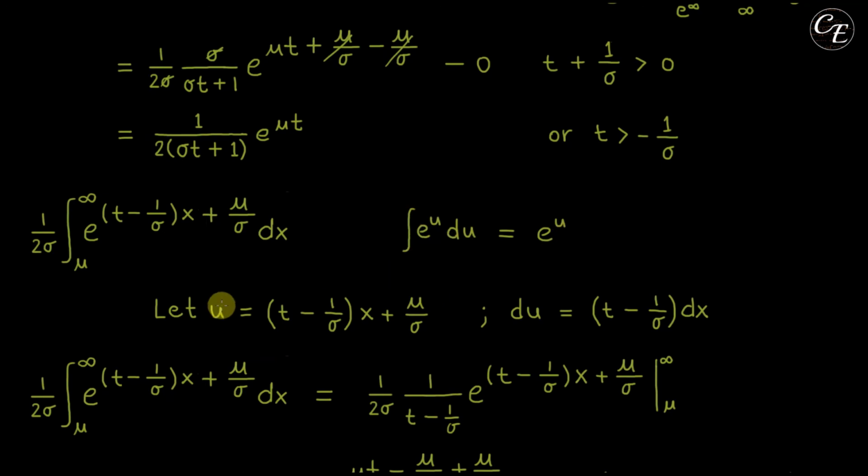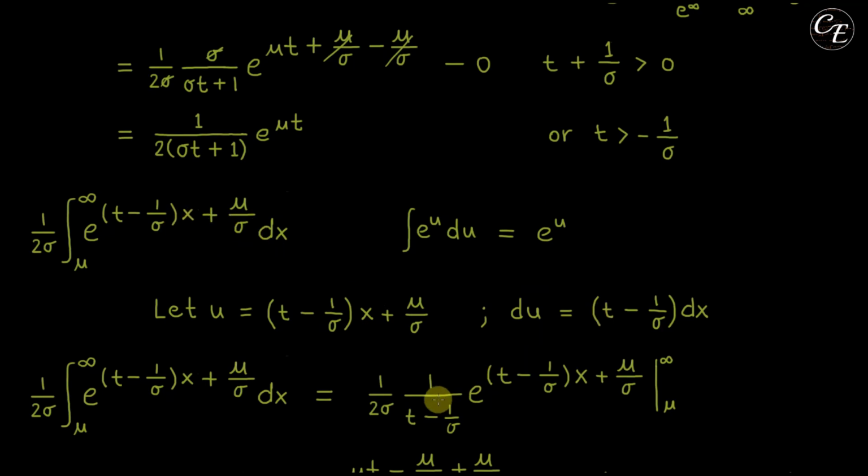Now let u be the exponent of e, which is (t minus 1 over sigma) x plus mu over sigma, which is this one. Then du will be the derivative of this one, which is (t minus 1 over sigma) dx. Then in here we have e raised to u, which is the same with this one. But for du, we don't have this t minus 1 over sigma. Then similar to the first integral expression, we need to multiply this one by t minus 1 over sigma and its reciprocal in order not to change its value.